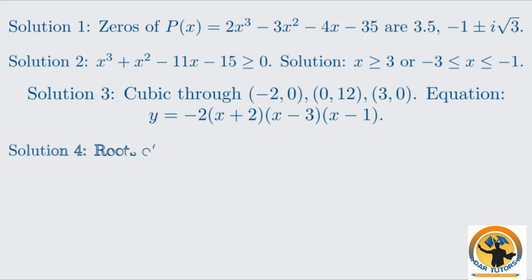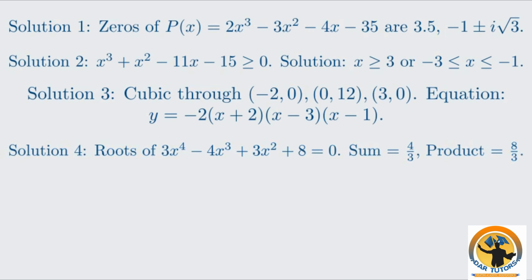For question 4, the sum of the roots is 4/3, and the product of the roots is 8/3. Remember the formulas for the sum and product of roots. For a quartic, ax to the fourth plus bx cubed plus cx squared plus dx plus e equals 0, the sum is negative b over a, and the product is e over a.